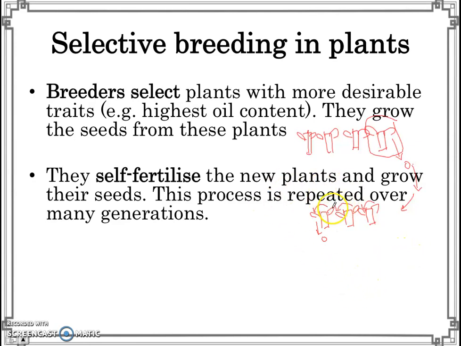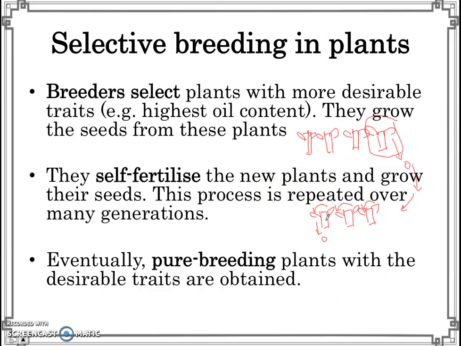And I repeat this process of growing seeds, self-fertilization, growing seeds, self-fertilization, and eventually I hope to get pure breeding plants with my desired trait. And in this case, my desired trait is high oil content. So eventually I hope that I'll get a plant which is pure breeding so that when I self-fertilize, I only get seeds which grow into high oil plants.